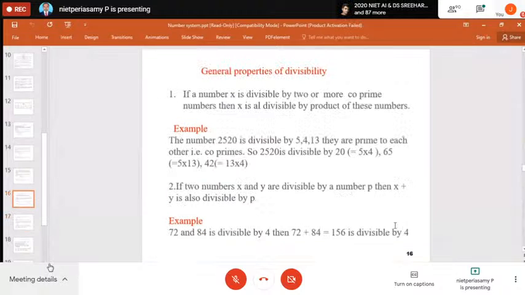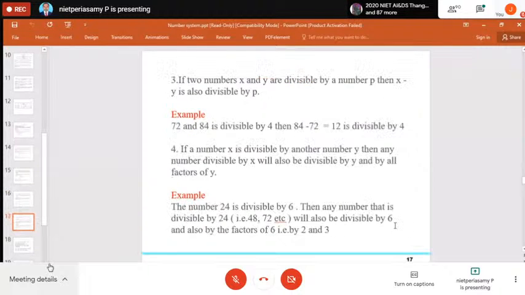These are the four general properties of divisibility.